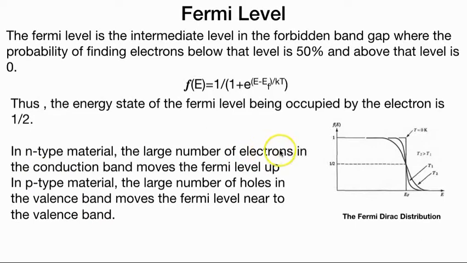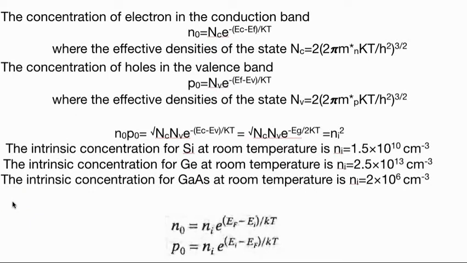In n-type material, the large number of electrons in the conduction band moves the Fermi level up. In n-type, the Fermi level is up near the conduction band because, as we know, the number of electrons is more, and with the dopant being n-type, it has a donor level as well. That's why it makes the Fermi level nearer to the conduction band, because the number of electrons present will be more. In p-type, the large number of holes in the valence band moves the Fermi level near to the valence band.